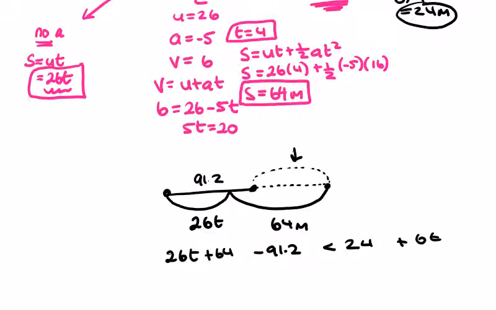So I'm going to bring my 6t to the left to get 20t. That will have to be less than 24 minus 64, which is minus 40, plus 91.2, which is 51.2. So t will have to be, to avoid a collision, less than 51.2 divided by 20. 51.2 divided by 20 is 2.56 seconds.